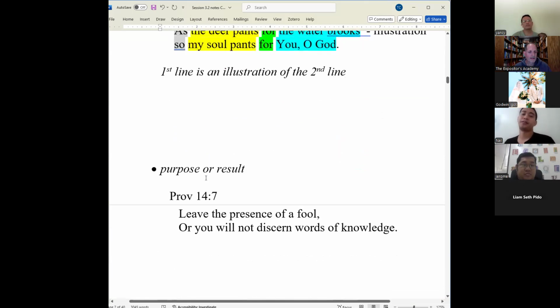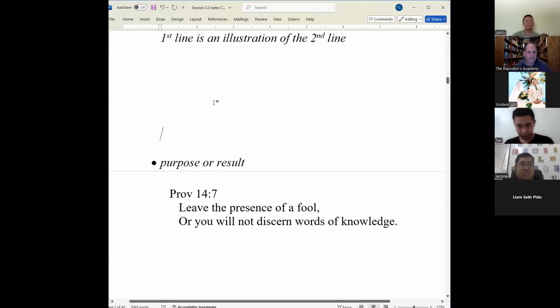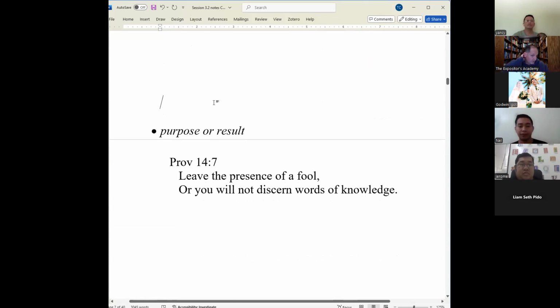And then the last example here, the last type of developmental is purpose or result, where one line is the purpose or result of the other. Leave the presence of a fool, or you will not discern the words of knowledge. So notice he's making a statement here. First, the command, leave the presence of a fool. And then notice the second line is the reason. Right? The idea is, if you don't leave the presence of the fool, right?